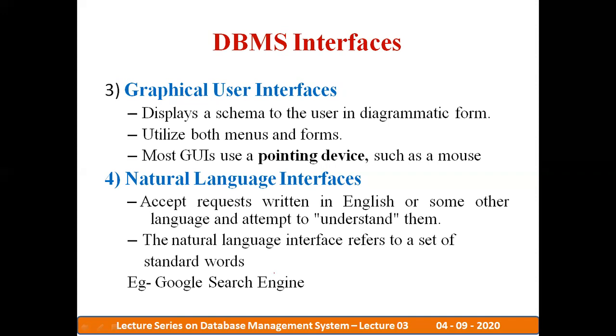If I want to select the fifth semester, what am I going to do? I'm going to use the mouse and click on fifth sem CSE. So this is an example of a GUI, that is, a graphical user interface.